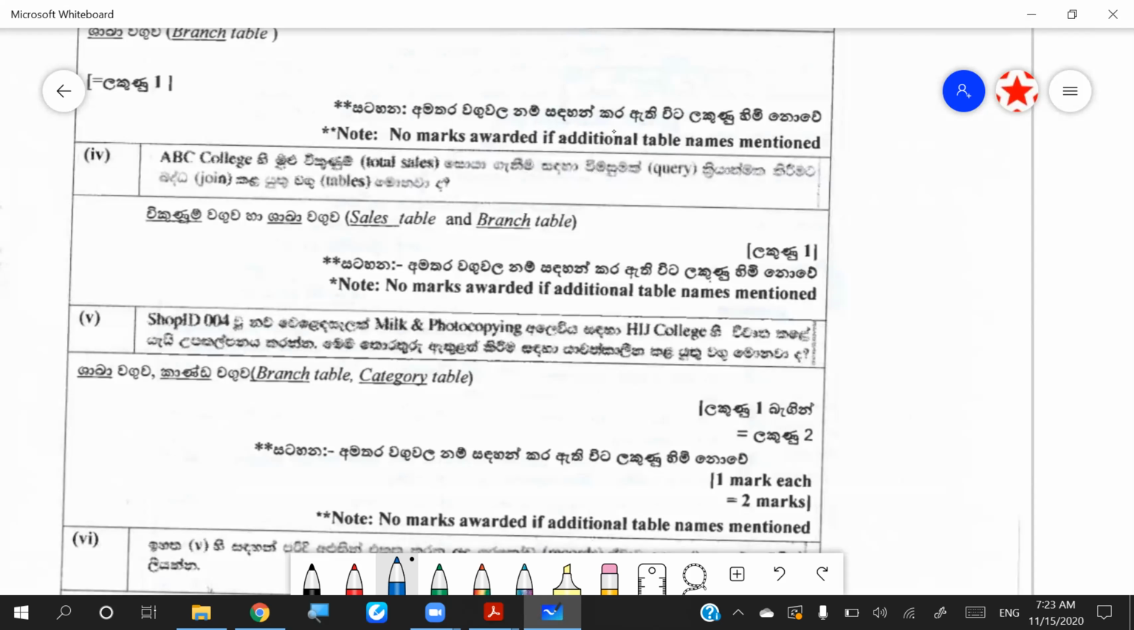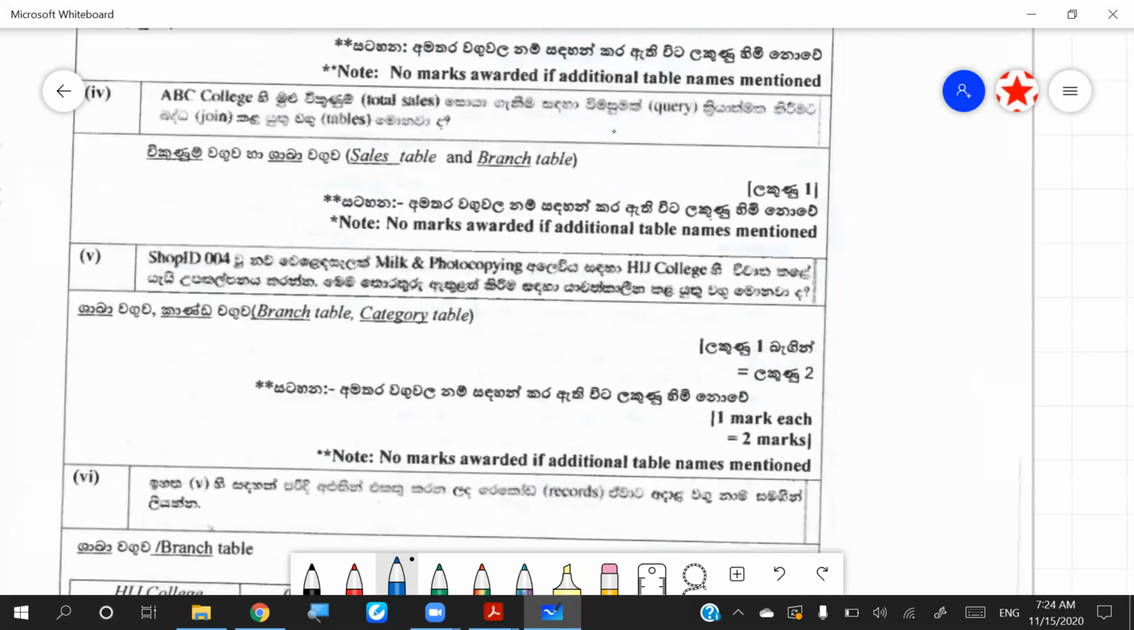So the branch table must be updated, right? Plus milk and photocopy is not in your category table, so that is going to be one new category. Then you need to update the category table as well. So there are two tables to be updated, the branch table and the category table. And how we are going to update it is the answer for the next question.